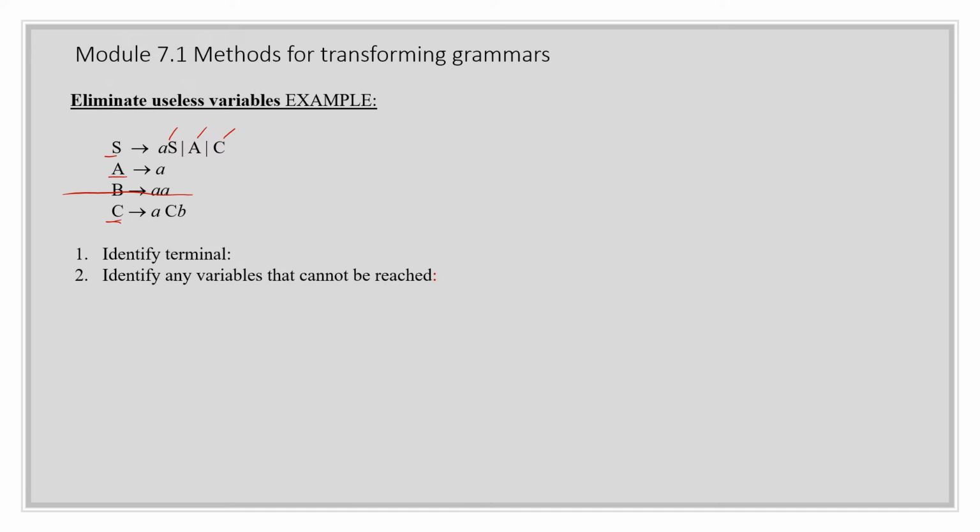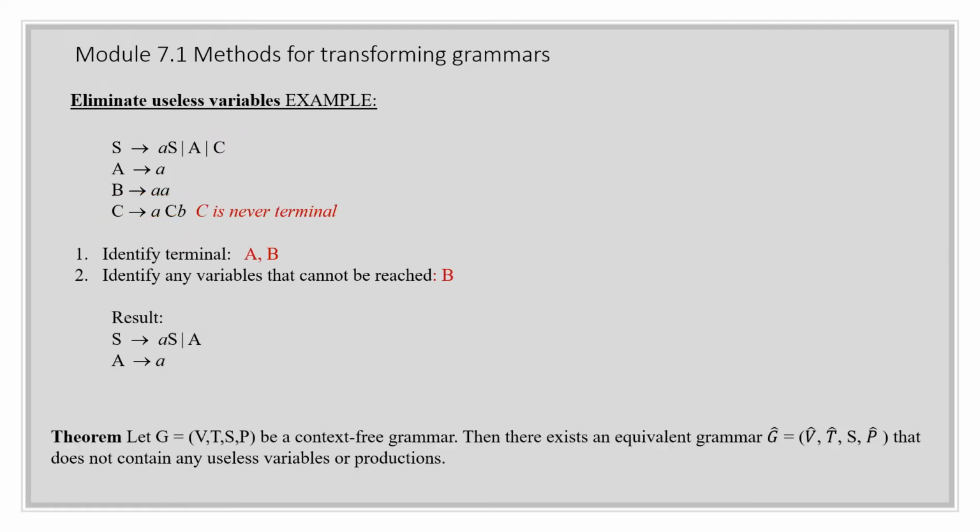So the variable that cannot be reached, of course, would be B. Now the other thing is, once we get to C, C only continues to go to C, which means that C is never going to get to a terminal. It's never going to end. So we can also remove this production, because what grammars do is they produce strings in the language. If C is never going to produce a string in the language, then we don't need to even consider that variable. So this is the ending result. C is never going to be terminal.